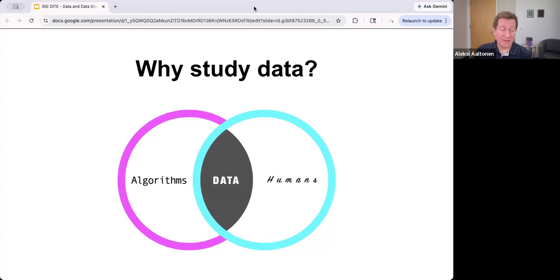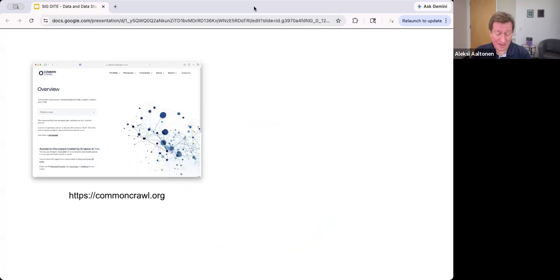Data is difficult to study because it is at the same time a computational entity and a human semantic entity, a meaningful entity. And historically, different disciplines are good at studying computational things or meanings, human things, but that overlap in my Venn diagram is typically difficult to study because you need to approach it from different perspectives.